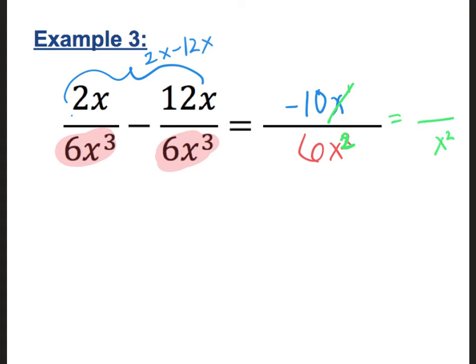And then I notice we have negative 10 and 6. Now I can divide both of those by 2. So I'm going to go ahead and do that. Divide by 2, divide by 2. Negative 10 divided by 2 gives me negative 5. And then 6 divided by 2 gives me 3. So my final answer would be negative 5 divided by 3x squared.